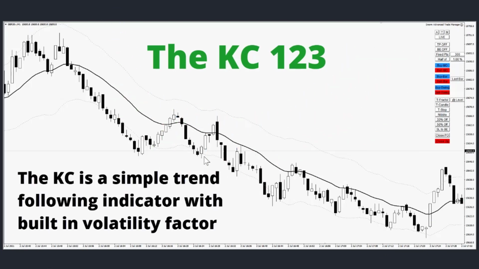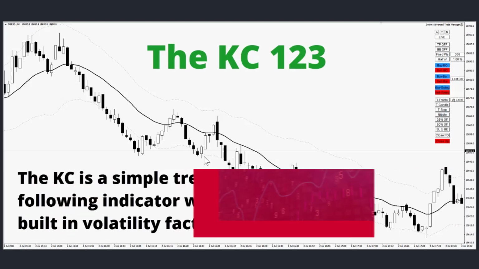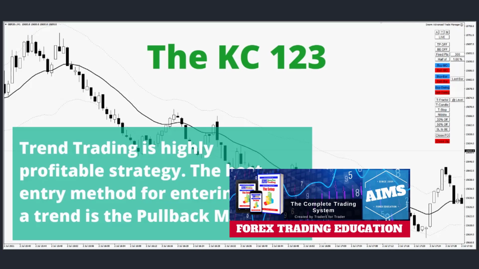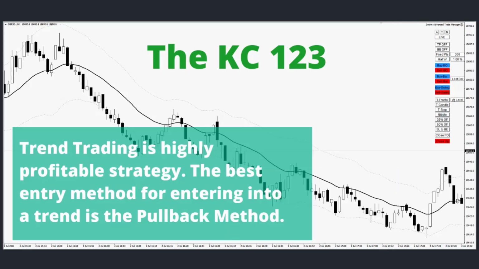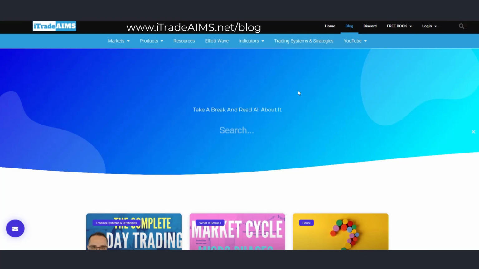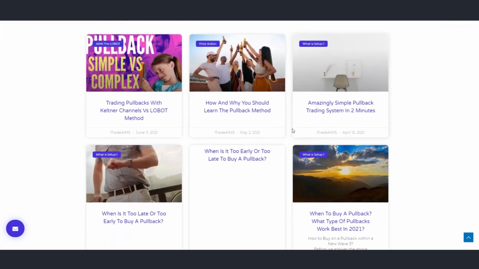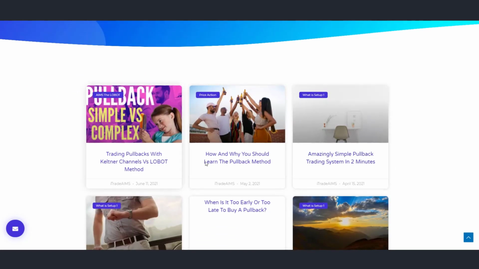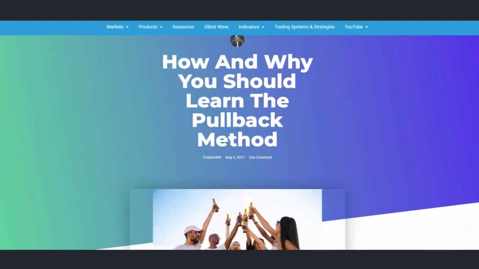It is a simple trend following indicator, but the difference with this is that it has a built-in volatility factor inside it. Now, it is used for trend trading, and trend trading is a highly profitable strategy. The best entry method for entering into a trend is the pullback method. If you want to watch more about the pullback method, I have quite a lot of videos on this blog or the YouTube channel, so please check them out. I'm not going to explain the pullback method in this video, but you can check them.